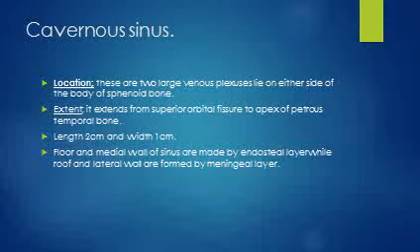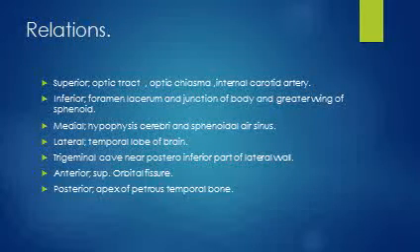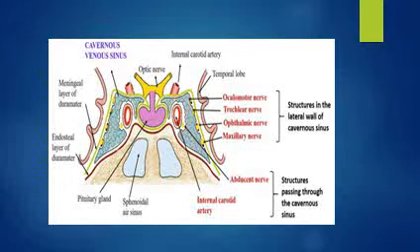It has medial and lateral walls and roof and floor. Floor and medial wall of the sinus are made by endosteal layer of dura mater, while roof and lateral wall are formed by meningeal layer of dura mater. Relations of cavernous sinus are very important. This diagram shows some important relations of the cavernous sinus.